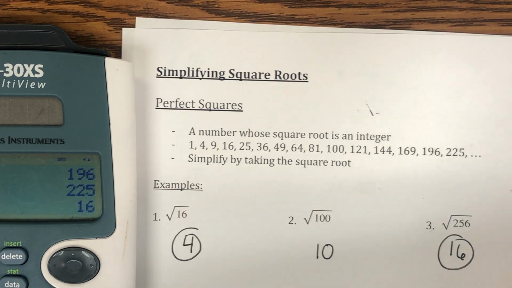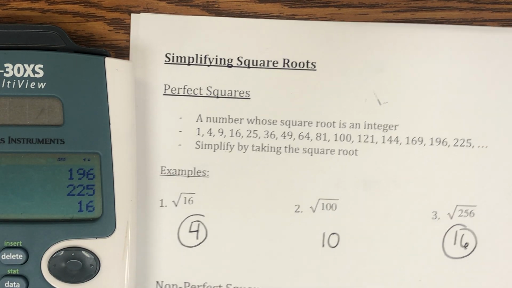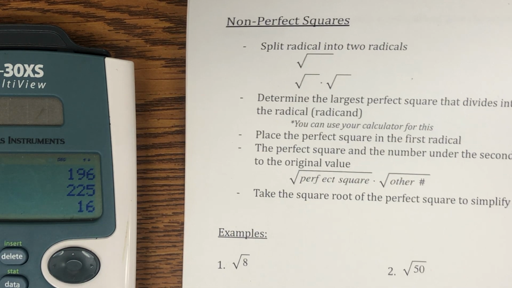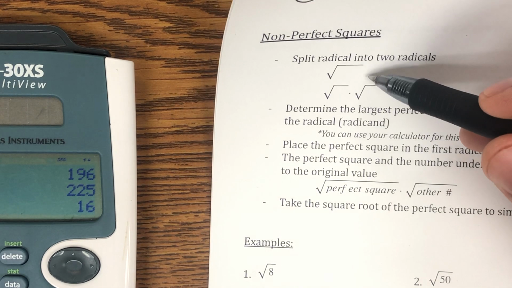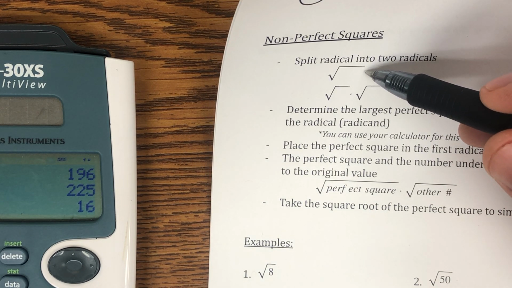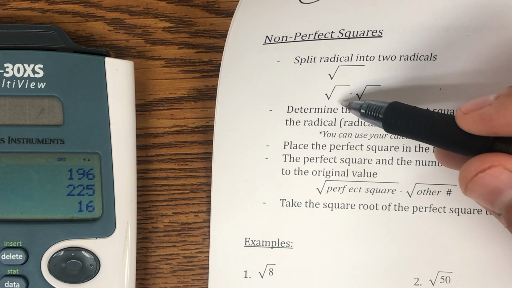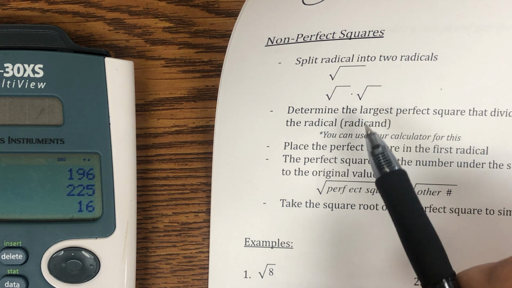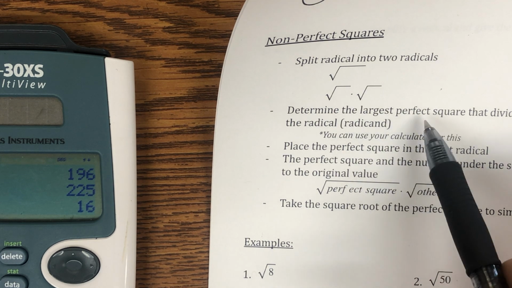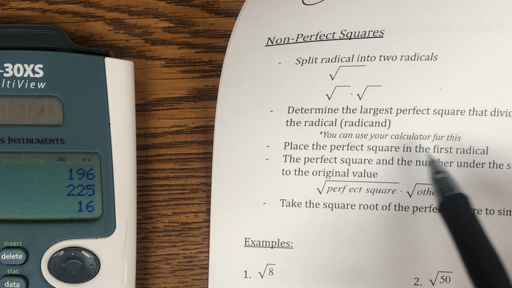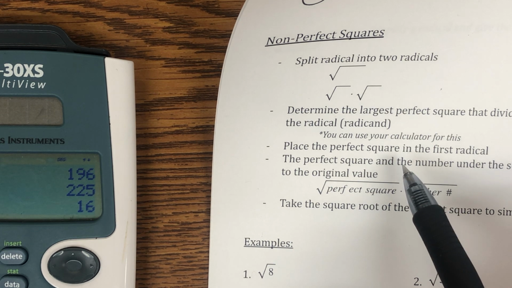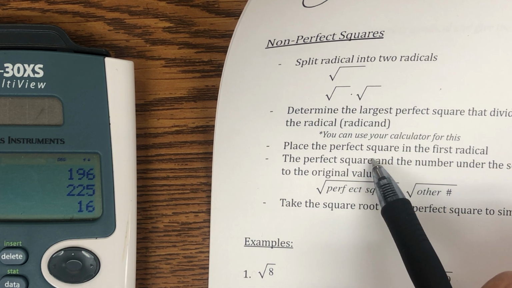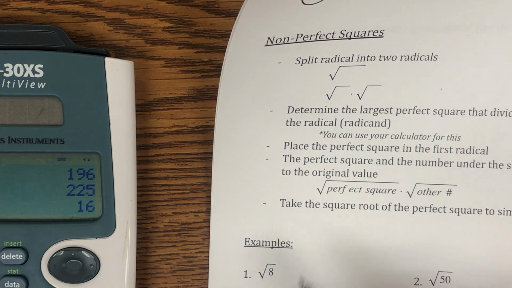The more difficult problems are our non-perfect squares. If I have to simplify a non-perfect square, I'm going to split the radical into two radicals. And the way I split it is by finding factors, numbers times itself that are equal to that number. The one that I want to pull out is the largest perfect square that divides into that number. We can use our calculator to check. We're going to place the perfect square in the first radical and the other number in the second, and we'll take the square root of the perfect square to simplify it.